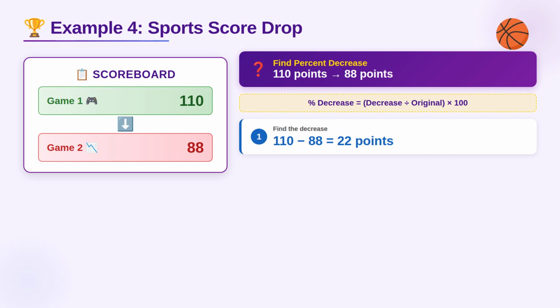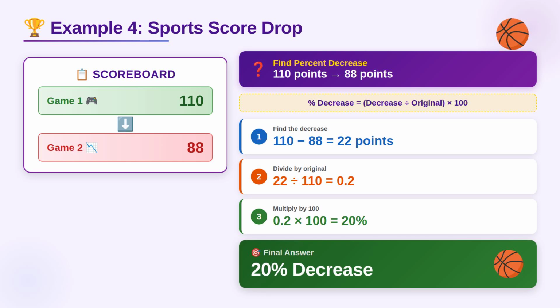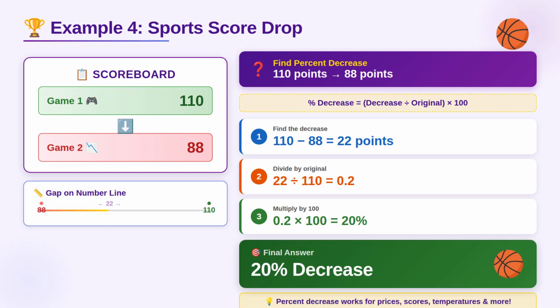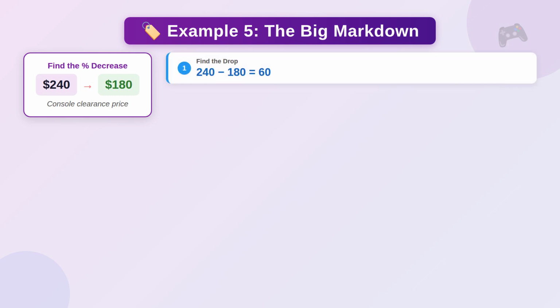Percent decrease isn't just for shopping. Marcus's favorite basketball team scored 110 points last game, but only 88 points this game. What's the percent decrease in their score? Step 1, 110 minus 88 equals 22. The score dropped by 22 points. Step 2, 22 divided by 110 equals 0.2. Step 3, 0.2 times 100 equals 20%. The team score decreased by 20%. See? Percent decrease works for anything that goes down. Prices, scores, temperatures, you name it.